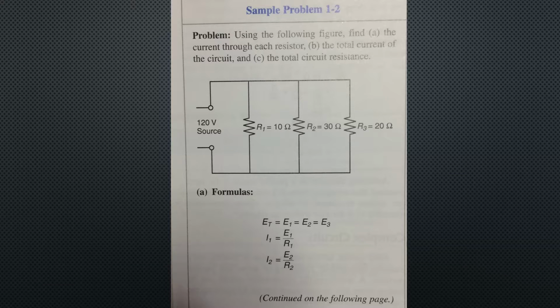Formulas used are ET equals E1 equals E2 equals E3. Also, current at 1 equals the EMF at 1 divided by the resistance at 1. And finally, current at 2 equals the EMF at 2 divided by the resistance at 2.